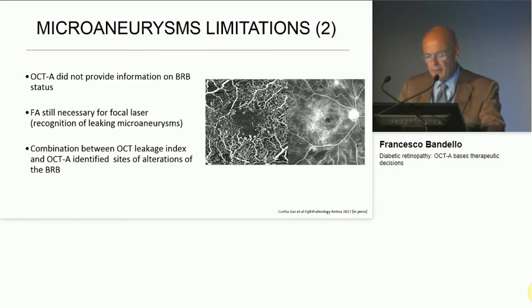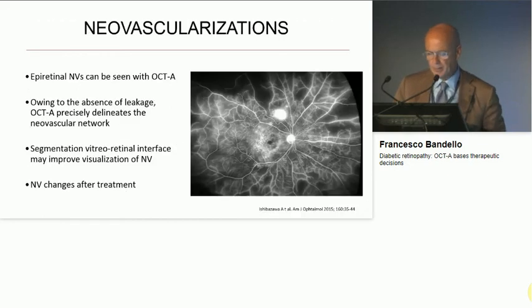OCTA did not provide information on BRB status, for sure, and fluorescein angiography is still needed for focal laser treatment, because only by that is it possible to recognize leaking microaneurysms. A combination between OCTA and the leakage index identified sites of alterations of the BRB.